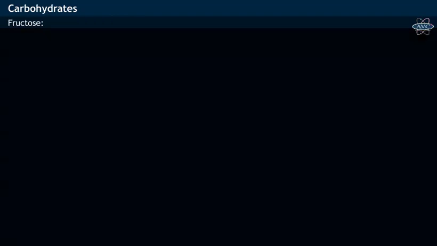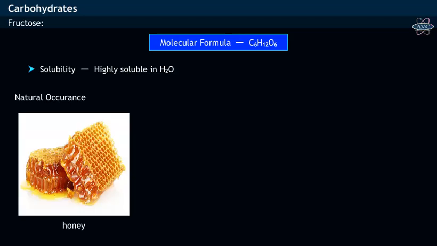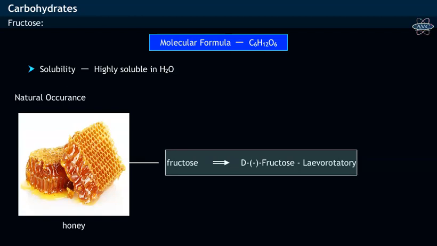Let us study fructose. The molecular formula of fructose is C6H12O6. It is highly soluble in water. Fructose is the sweetest sugar. In nature, fructose is present in honey, and naturally occurring fructose is levorotatory.